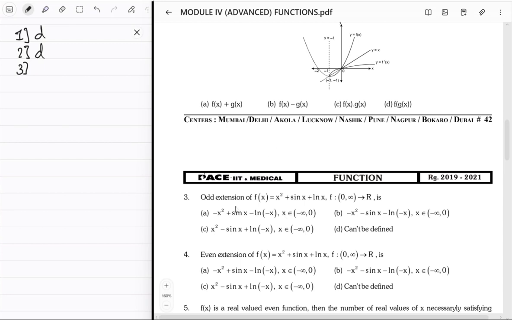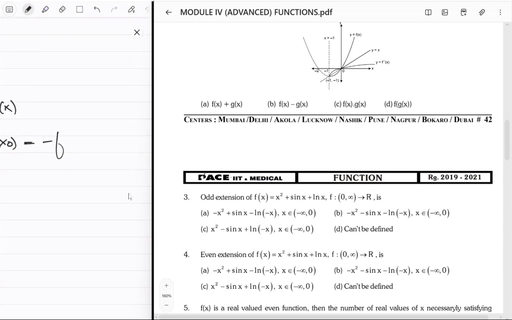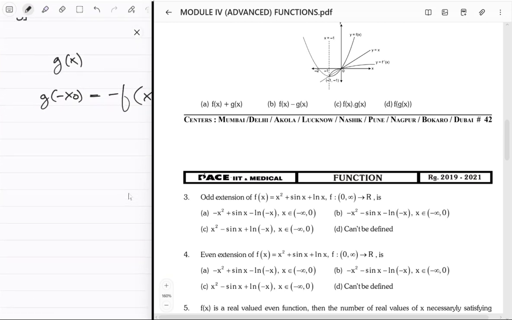What we want is an odd extension. What that means is that from negative infinity to 0, we want a function, let's say g of x, such that for some x naught in the domain of f, g of negative x naught, because negative x naught will be in this domain from negative infinity to 0, must be the negative of what f is, so negative f of x naught. And this should happen for all values of x naught.